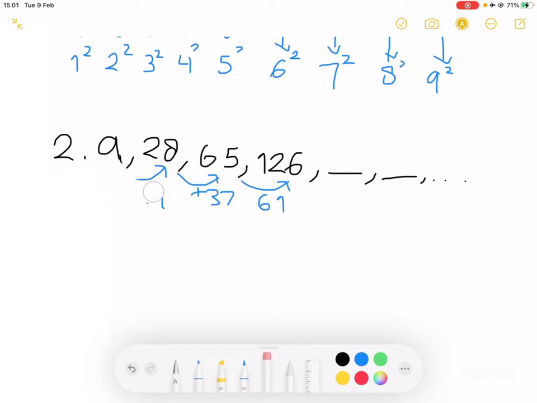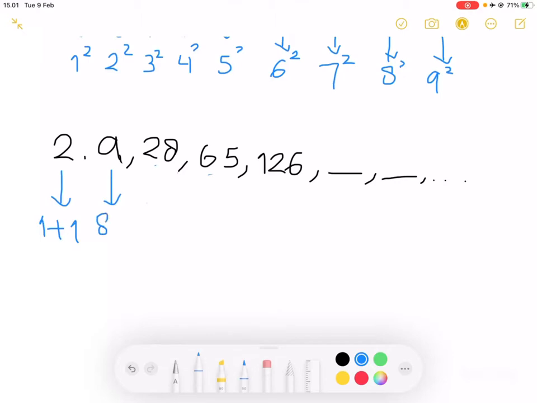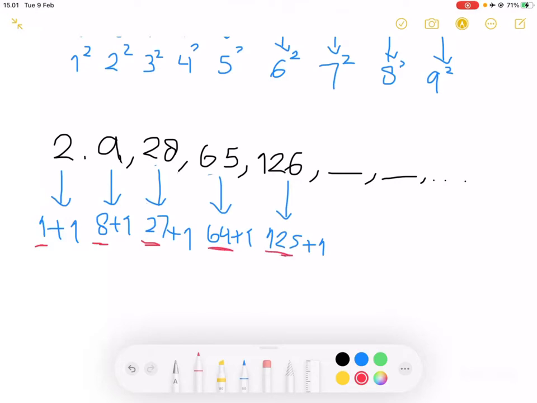However, notice that we can represent the terms in a slightly different way. So notice that 2 can be rewritten as 1 plus 1, and 9 can be written as 8 plus 1. 28 can be written as 27 plus 1. 65 again, 64 plus 1. 126 is 125 plus 1. And notice these numbers represent perfect cubes. So 1 is the same as 1 cubed, 8 is the same as 2 cubed, 27 is 3 cubed, and you can see where the pattern is going right here.